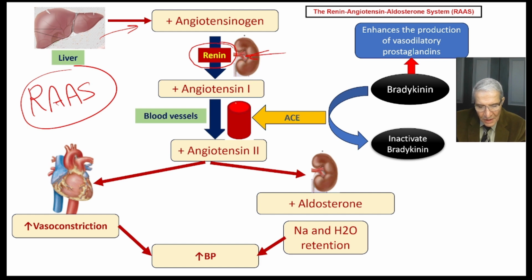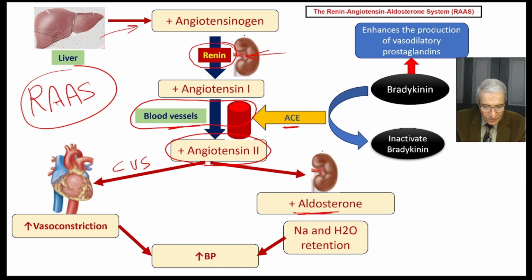Angiotensin 1 arrives at the blood vessels, and under the effect of the enzyme called angiotensin converting enzyme, angiotensin 1 is converted to angiotensin 2. This is number one. Angiotensin 2 affects the kidney and the cardiovascular system. Affecting the kidney, it stimulates the release of aldosterone, and aldosterone leads to sodium and water retention and increased excretion of potassium in urine.